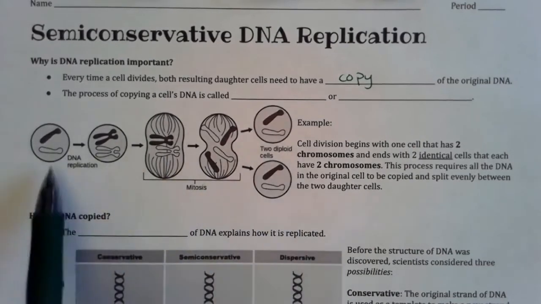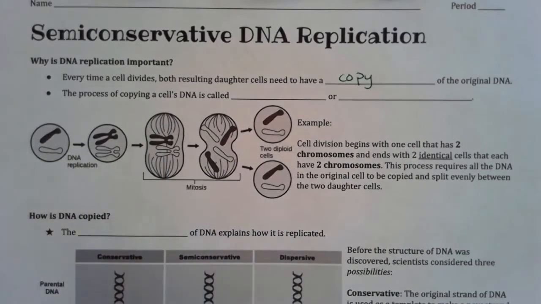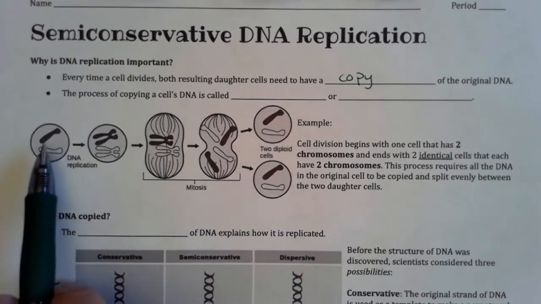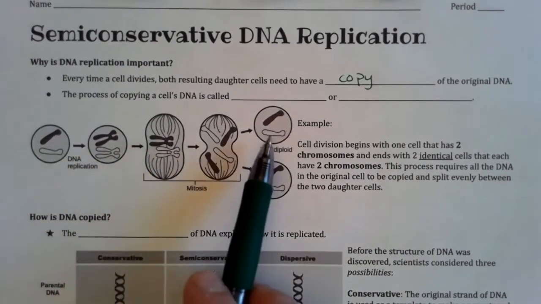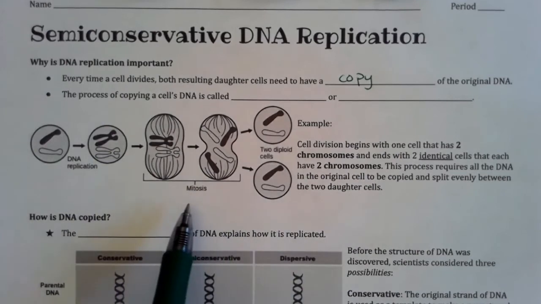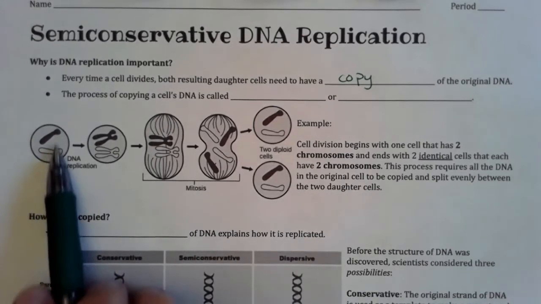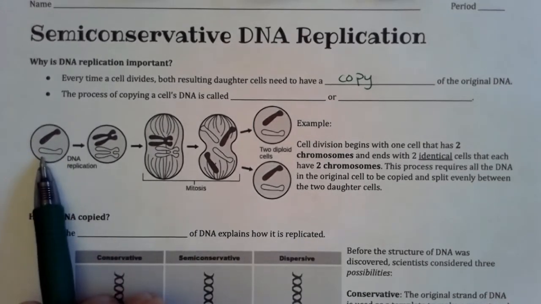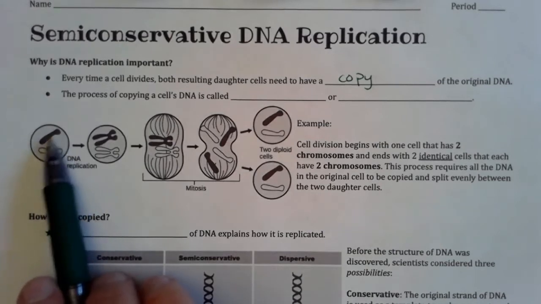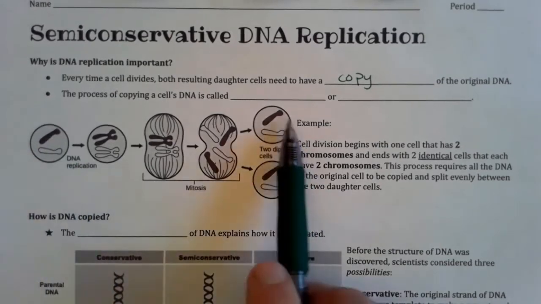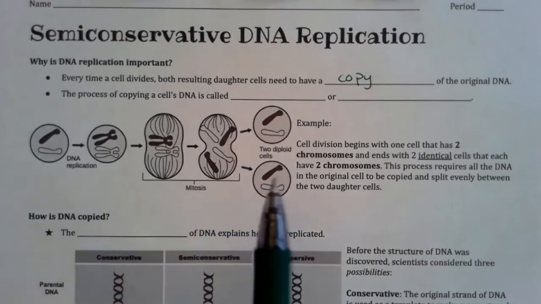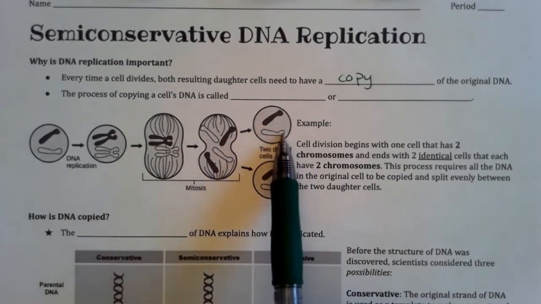You can see that in this example down here. If you start with one cell, this shows you everything that has to happen to make a copy of it. Mitosis is something that you might remember from the past. We'll study it again in a little bit. But if you look at what we start with, one cell with two chromosomes, shown here in black and white, and then we end up with two cells. Each of those has two chromosomes.